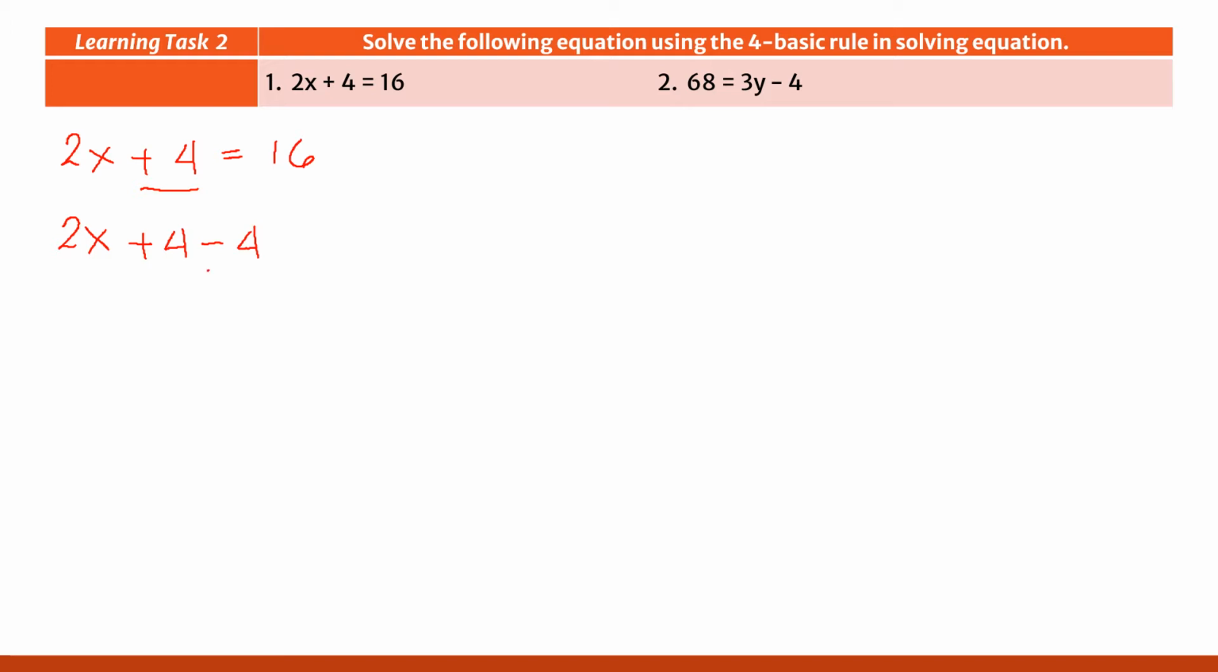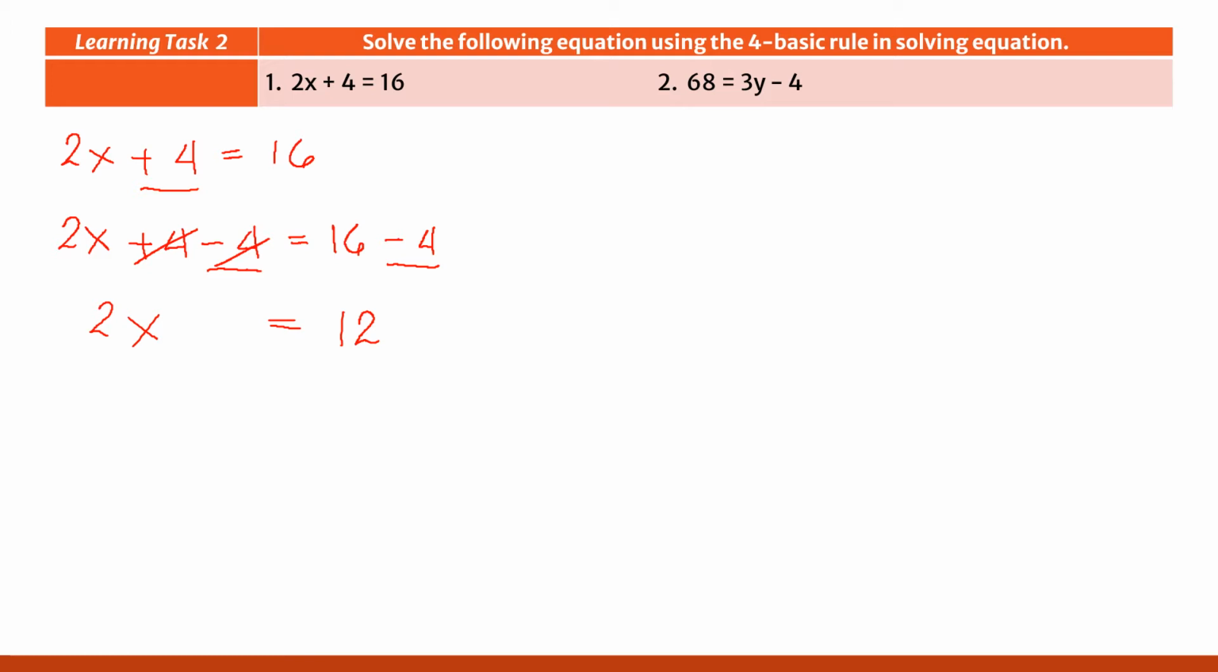Ngayon, nag-subtract tayo dito ng minus 4, di ba? So on the other side, ang mangyayari 16 minus 4. So kung mapapansin nyo, pareho tayong nag-minus 4. So we can now cancel positive 4 and negative 4 on this side. So ang matitira, 2x. And then sa kabilang side, 16 minus 4, ang natira, 12.